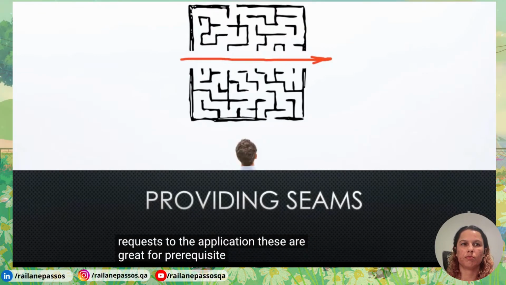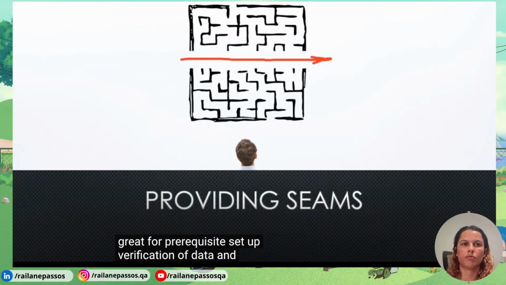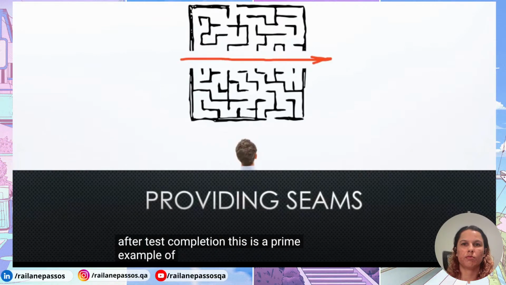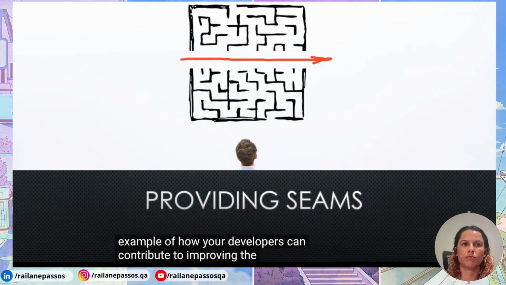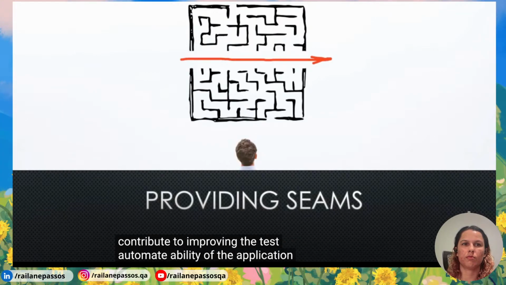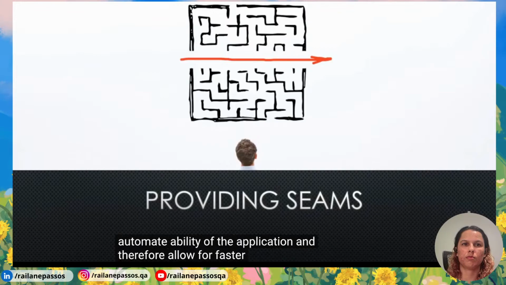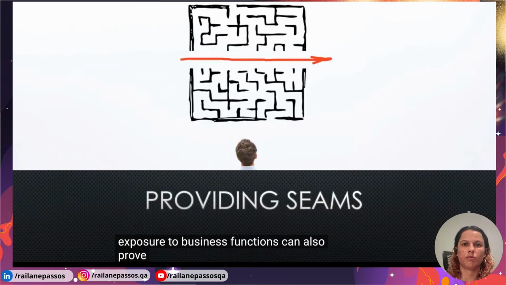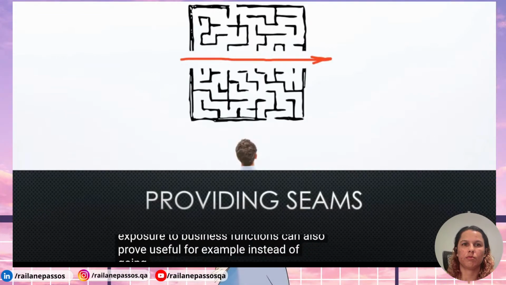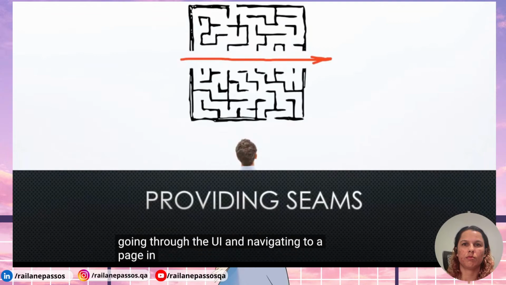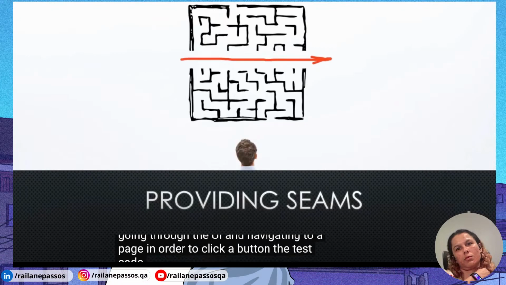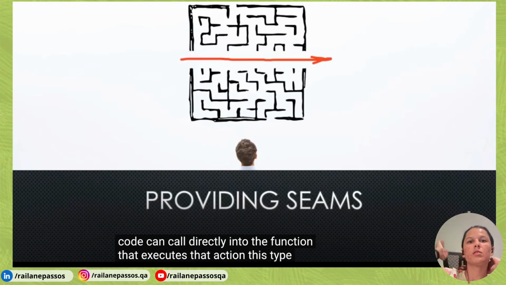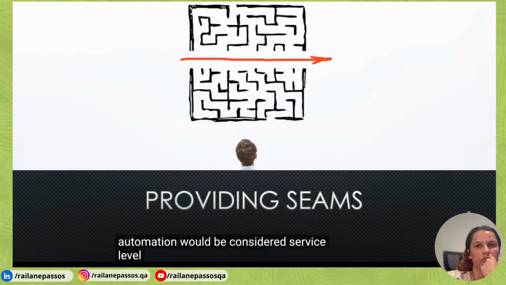These are great for prerequisite setup, verification of data, and cleaning up after test completion. This is a prime example of how your developers can contribute to improving the test automatability of the application and therefore allow for faster, more reliable tests. Exposure to business functions can also prove useful. For example, instead of going through the UI and navigating to a page in order to click a button, the test code can call directly into the function that executes that action. This type of automation would be considered service level automation.